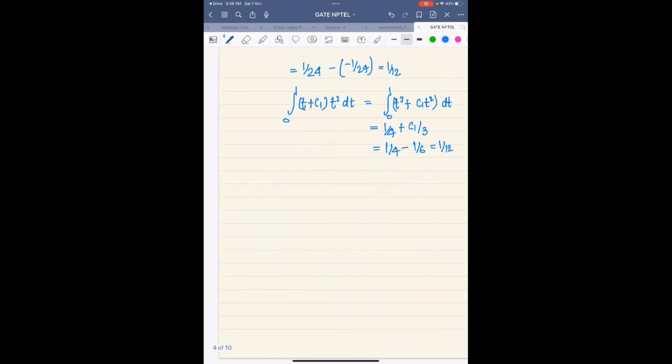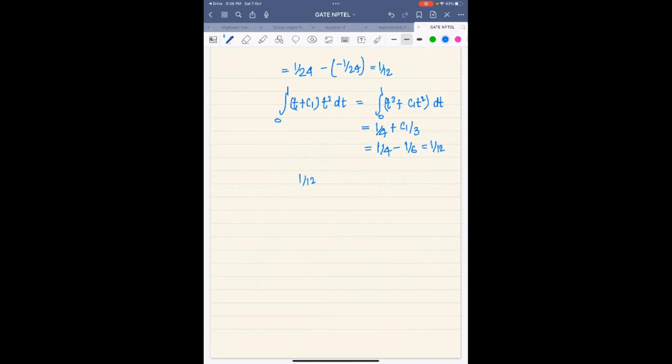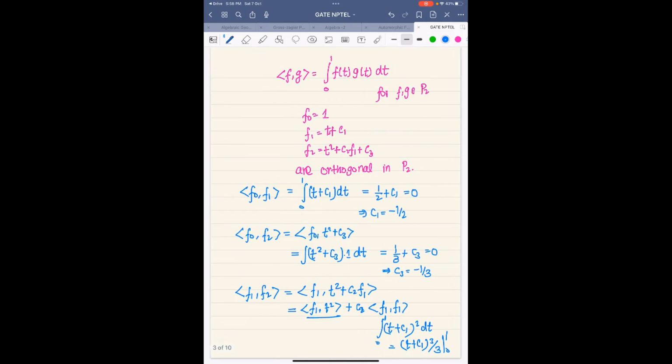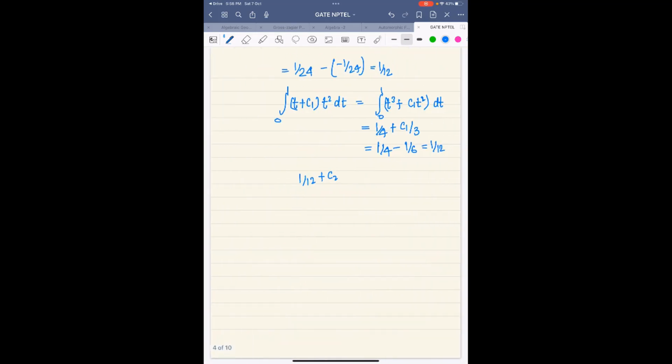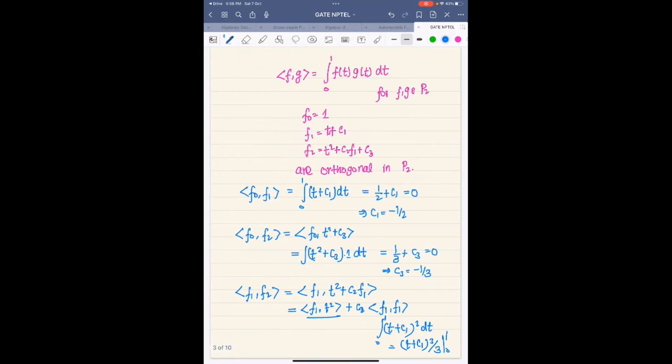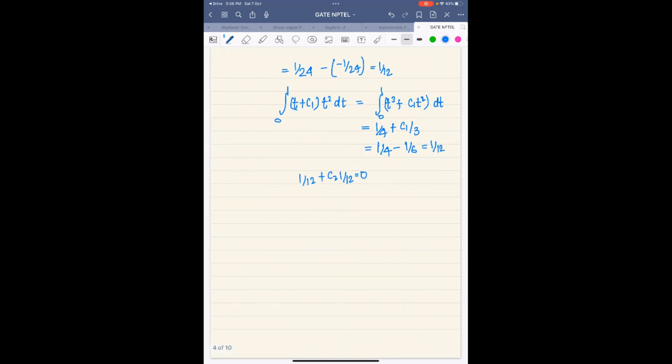So what's the equation? The equation is 1 over 12 plus c2 times 1 over 12 is equal to 0, right? This inner product was 0. This means that c2 is equal to minus 1.